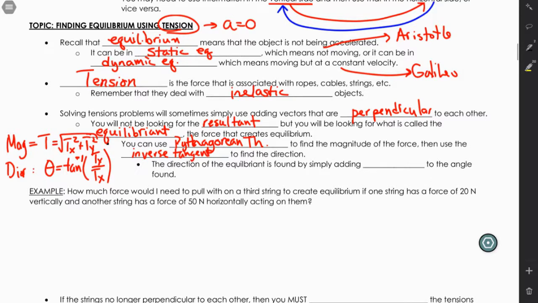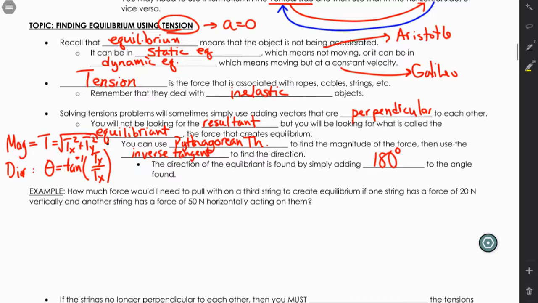The direction of the equilibrant is found by simply adding 180 degrees to the angle found. So if I found my angle to be 22 degrees, I add 180 to it, because the equilibrant is the opposite, which then makes it 202 degrees. All right, so let's do a quick example here.